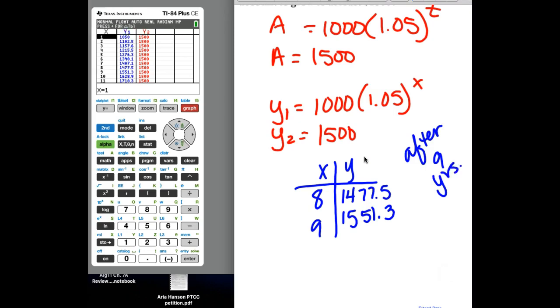Okay? Now, did I actually have to graph it to figure that out? If I've got my equations in there, I can go right to the table and look for the values. The graph just gives me a visual of where to look, about what year I should be looking for.